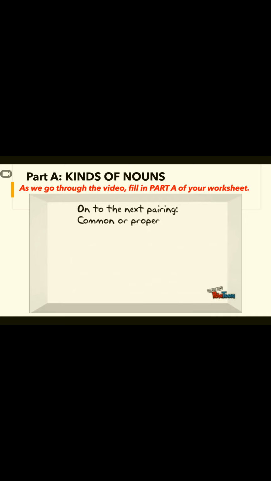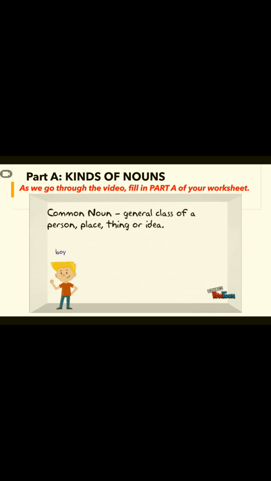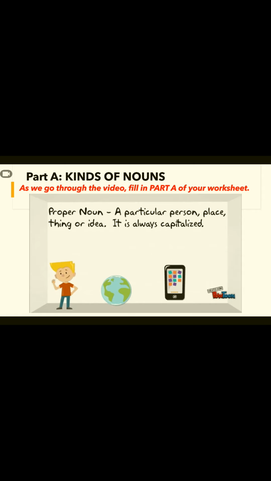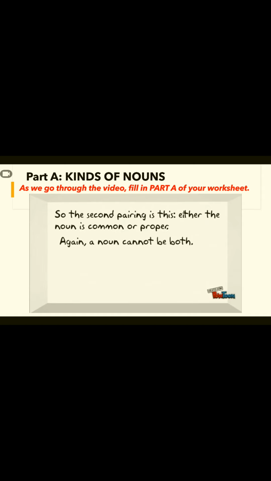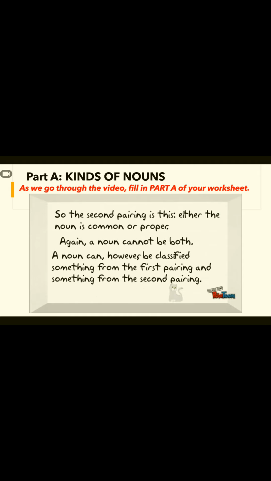Another pair, the third kind on your worksheet, common nouns, is actually the general class of person, place, things, and ideas, like here, boy, planet, cell phone. We always use common nouns in our daily life. Number 4 will be the proper noun. On your worksheet, it refers to names, actually, and they're usually in capital letters, like Tommy or Samsung Galaxy. For common noun and proper noun, you cannot have both together. But a noun can be concrete and common at the same time, like cat.